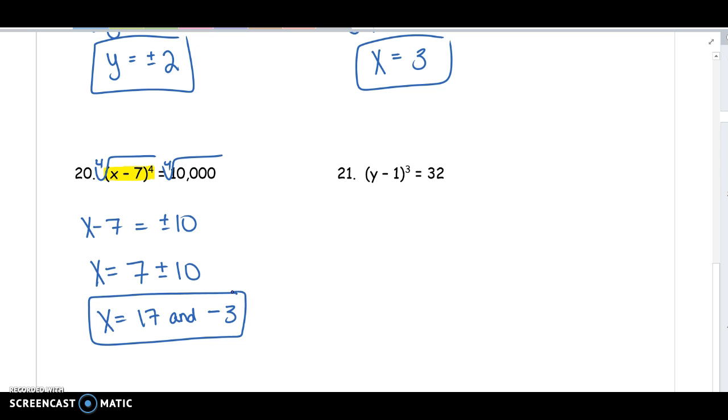I'd like you to try number 21 on your own, and then we actually are going to add another problem over here. So some of my students are stuck, which is kind of awesome.